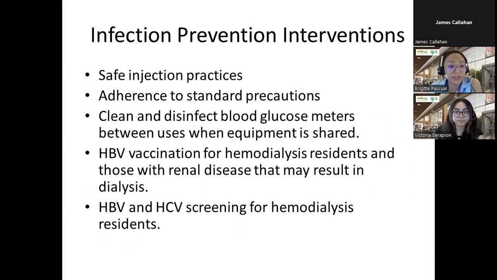Infection prevention interventions include, of course, safe injection practices, adherence to standard precautions, and cleaning and disinfecting blood glucose meters between uses when equipment is shared. Also included are hepatitis B vaccination for hemodialysis residents and those with renal disease that may result in dialysis, and hepatitis B or hepatitis C screening for hemodialysis residents. Hepatitis B serology interpretation will be discussed in detail during the occupational health session.